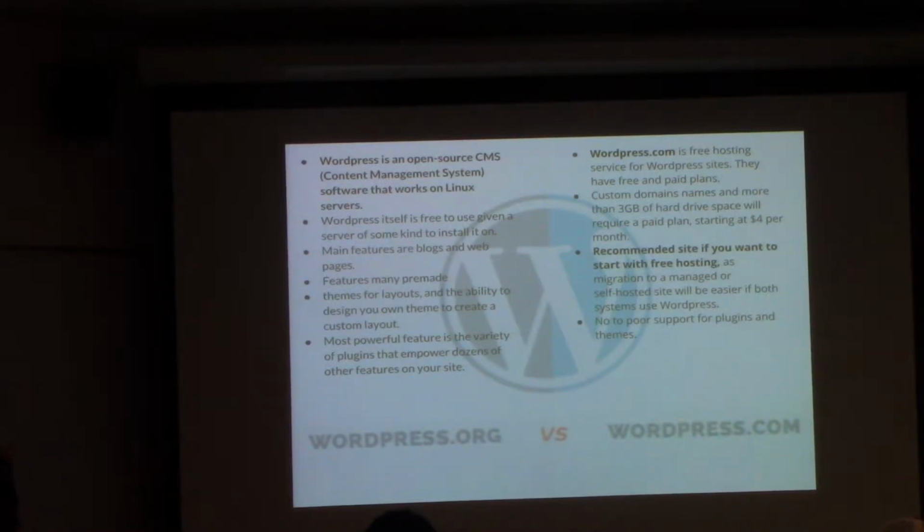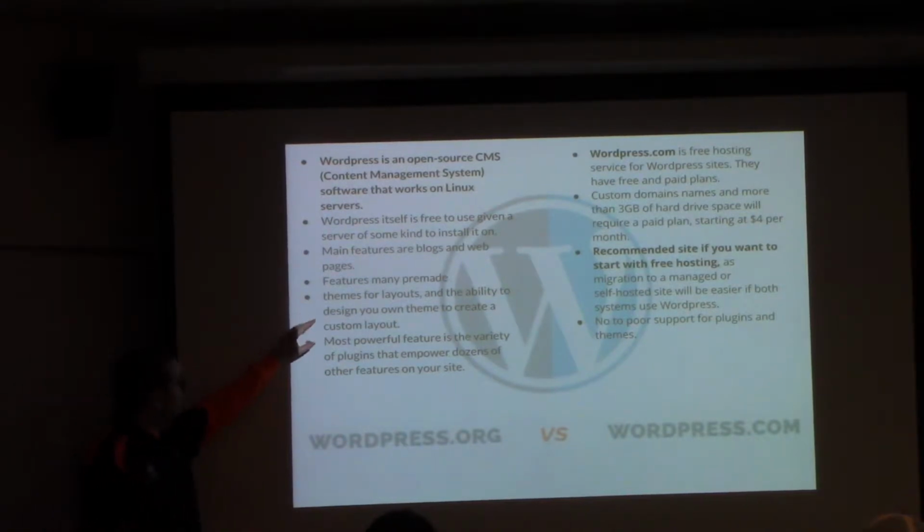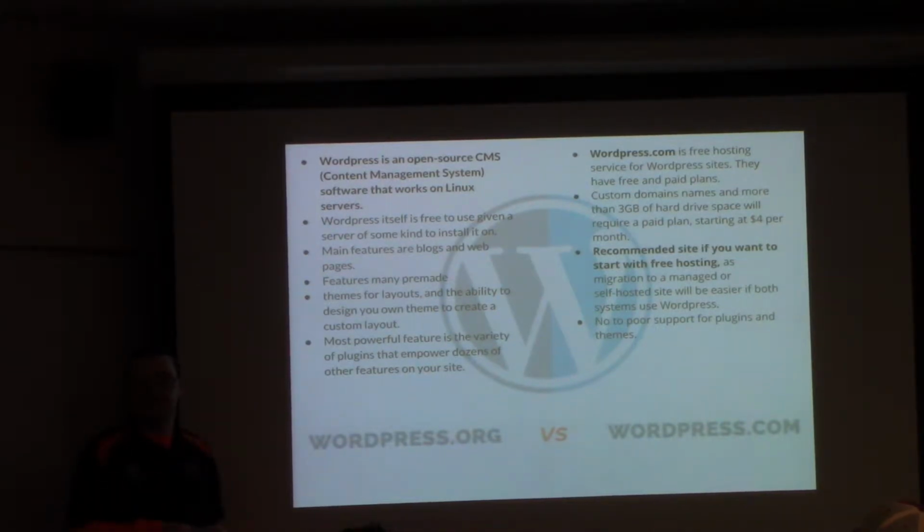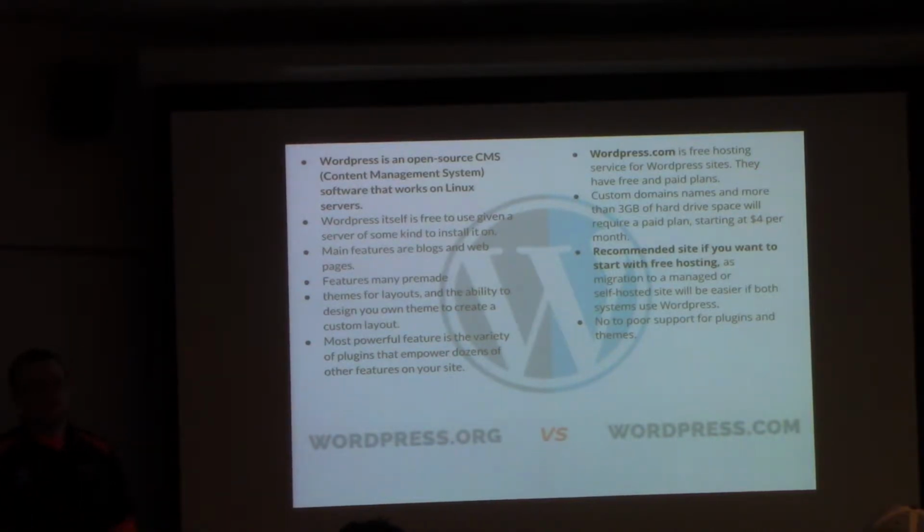Its main features are its ability to host a blog and its ability to host web pages. And it's fairly basic in that regard. It features a lot of pre-made themes for layouts, and you can also design your own theme. And its probably most powerful feature is its plugin ecosystem. There are thousands of WordPress plugins out there to do whatever you want your WordPress site to do. So for instance, you want to add a site calendar to list all the events your team has. You can integrate a photo gallery. There's all kinds of different things.